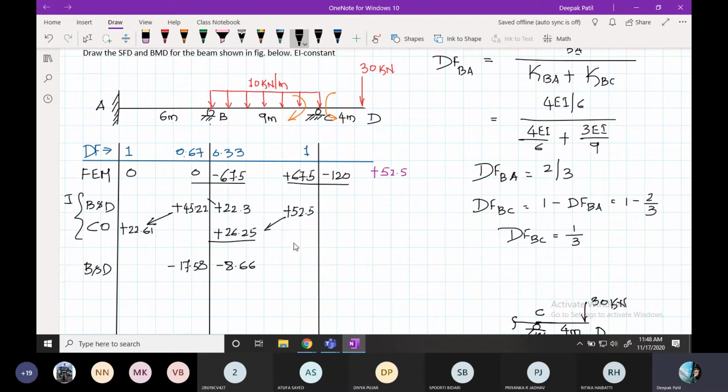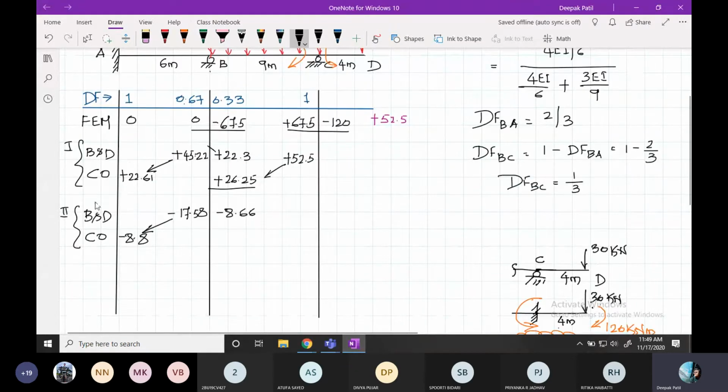Okay, nothing to balance here, so don't worry about that. Then go to the second step of the second cycle. You can carry over from B to A. Minus 17.58 divided by 2 is minus 8.8. You should not carry over from B to C, and there is nothing to carry over from C to B. So just stop here. That is, your second cycle is over.